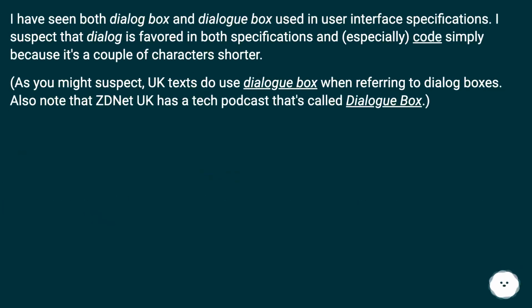I have seen both dialog box and dialogue box used in user interface specifications. I suspect that dialog is favored in both specifications and, especially, code simply because it's a couple of characters shorter. As you might suspect, UK texts do use dialog box when referring to dialog boxes. Also note that ZDNet UK has a tech podcast that's called Dialog Box.